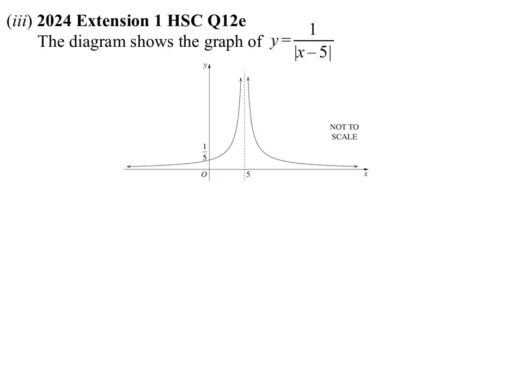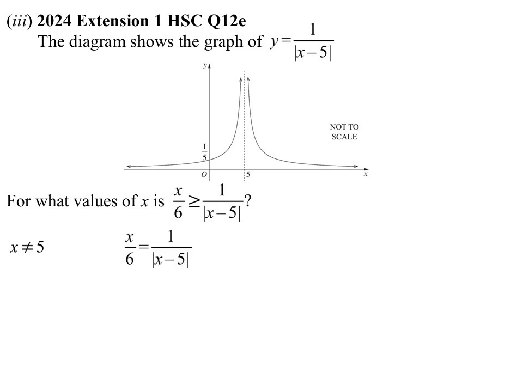Here's one from last year's HSC. And this is why this obsession with multiplying by the square is not that great. This one here, 1 over the absolute value of x minus 5. They gave us that graph, and then they said, solve this. x over 6 is greater than or equal to 1 over the absolute value of x minus 5. Well, I know x can't equal 5, and the graph sort of confirms that, because that's a graph of that one. Let's solve the equation.